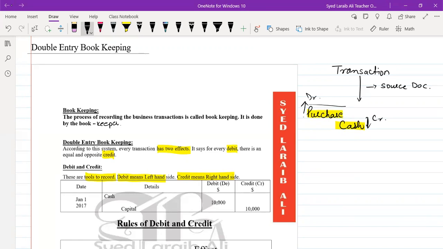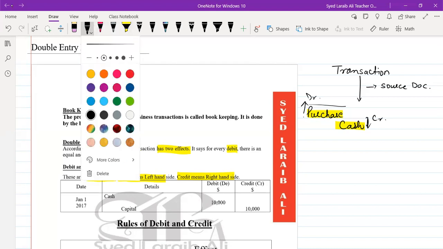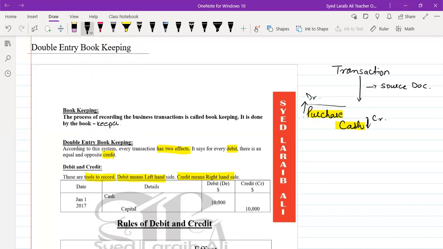Now again, please don't get confused or have a misconception that whenever something increases, it is on the debit side, or when something decreases, it is recorded on the credit side. No, there is a set of rules which I'm going to share with you within a few minutes. One more example of debit and credit.